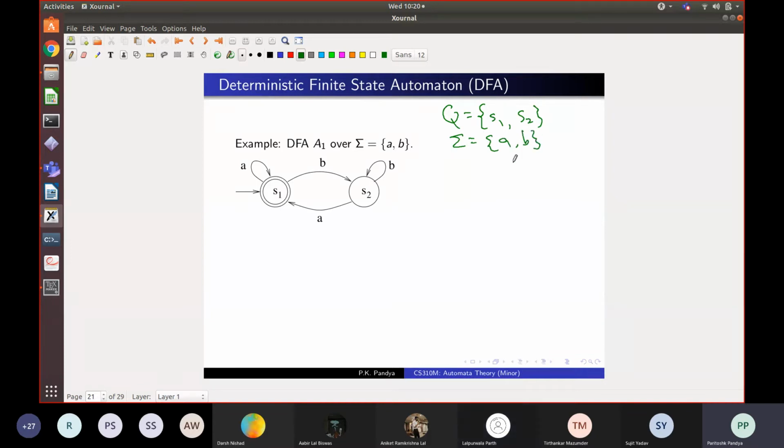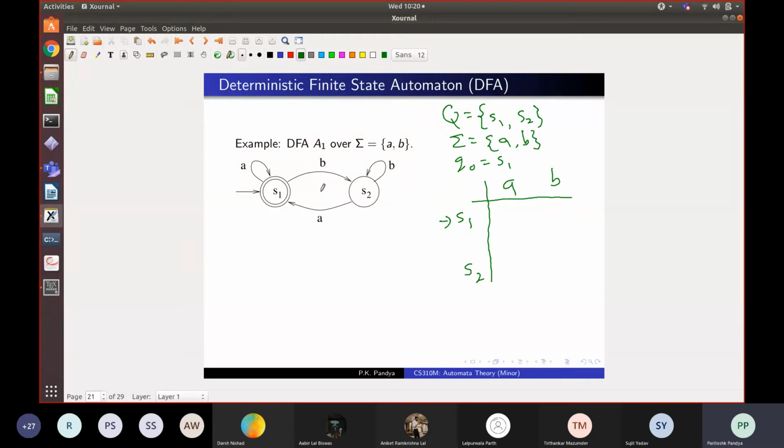What is my initial state? I've drawn it by this initial arrow. So q0 is equal to S1, right? And what is my transition function delta? I will draw it as a table. Okay, so somebody should help me draw this. It's going to have something like this. There are 2 columns, one for letter A and one for B. And I've got 2 states, S1 and S2. And I'll put a little arrow here to denote that this is the initial state.